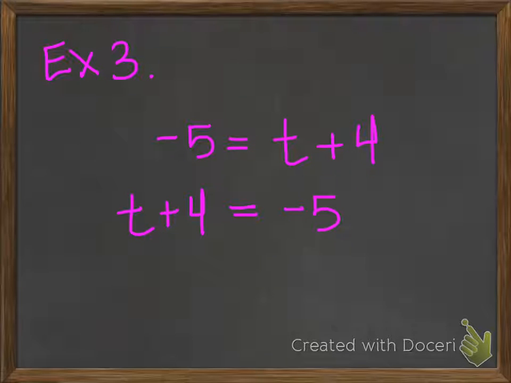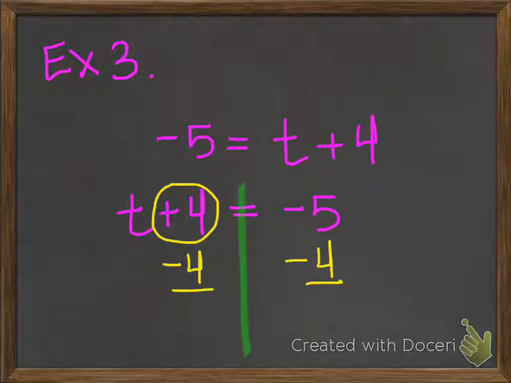Okay, so now that I have rewritten it in a more mathematically preferred way, I'm going to go ahead and draw my imaginary line, and I'm going to identify what's happening next to the variable t. I see that I'm adding 4, so the opposite of adding 4 would be subtracting 4. So I'm going to go ahead and subtract 4 from both sides, and I would get t is equal to negative 9.